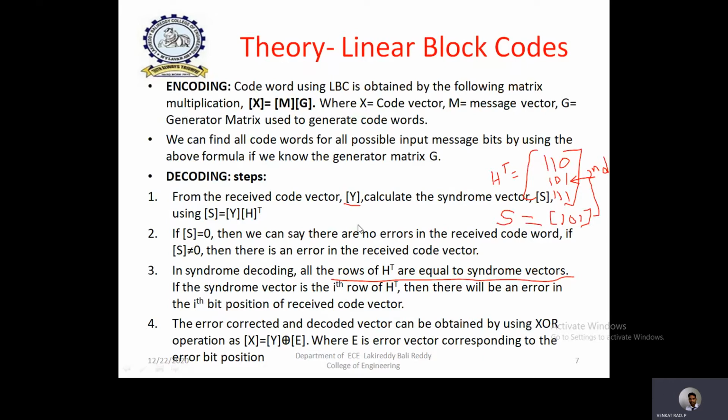In syndrome decoding, once we receive a code word in the receiver section, let us say Y is the received code word. It may contain errors or it may not. We need to identify whether there is an error in the received code. If we know the received code word Y, then the first step is to calculate the syndrome vector S by using the formula Y into H transpose, if Y is represented as a row vector.